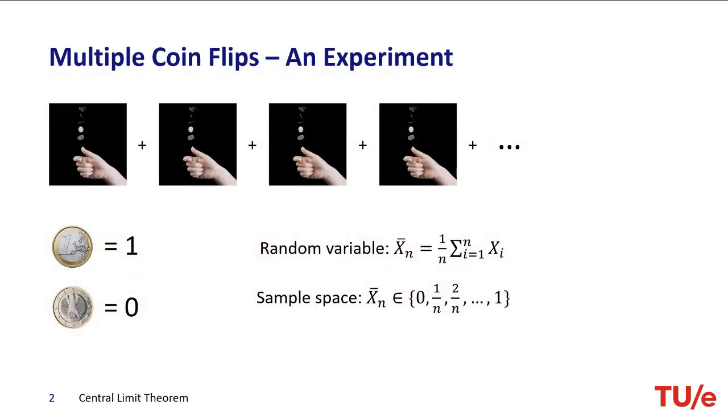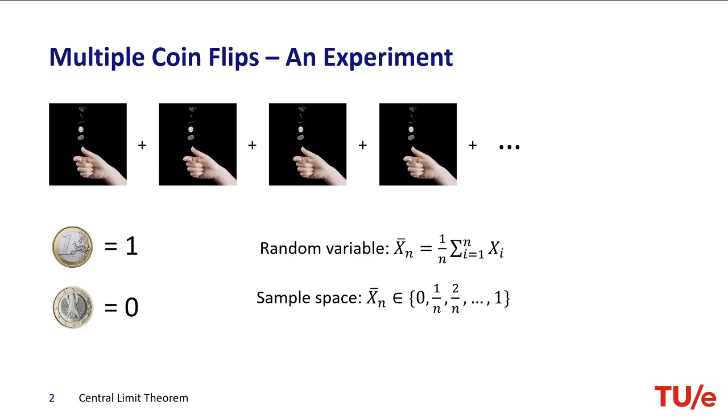Let's consider an experiment which consists of flipping multiple coins, adding up the numbers corresponding to faces and dividing it by the number of coins. In other words, the output of the experiment is the average of the coin flips where we substitute numbers instead of coin faces, 1 for tails and 0 for heads.